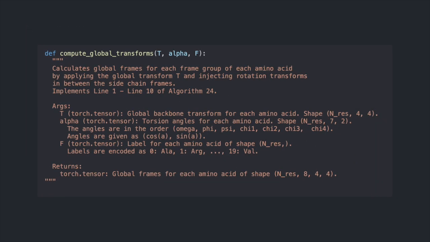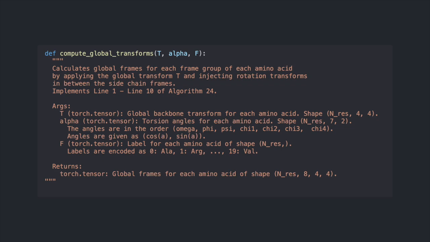In the next method, compute global transforms, we apply the torsion angles and the backbone transforms for the amino acid. To understand how we do this, it's important to pay a close look at the function's signature, that is, its arguments and what it returns. The function takes 3 arguments. The backbone transforms T are of shape number of residues, 4, 4. They are simply global 4x4 transforms to position every residue in the protein.